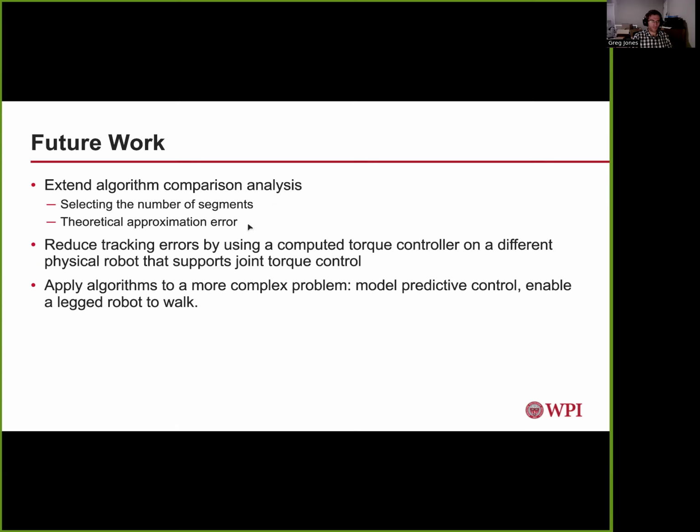And then theoretical error approximations of the spline: how good are those spline fits to the dynamics? And also reducing the tracking errors, as mentioned, using something like computed torque. And then more complex problems could be applied, such as model predictive control or enabling a legged robot to walk.